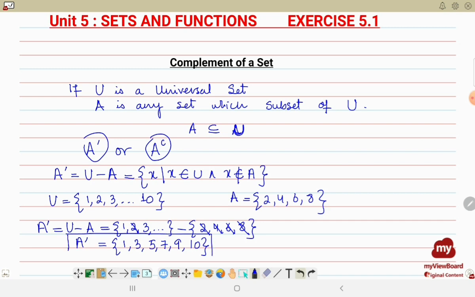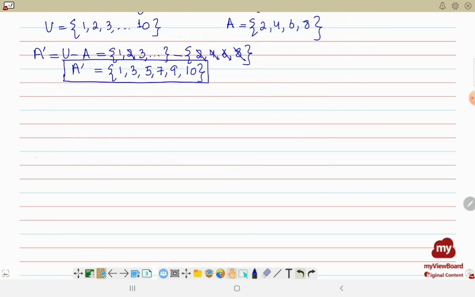It is basically a difference of any set with the universal set, right? In simple difference, we take the difference of any two sets. But while finding out the complement of a set, we take the difference with the universal set, right? Let's solve the question now.